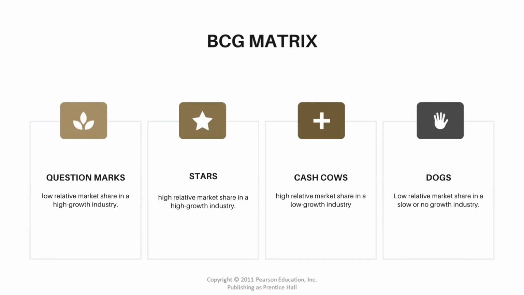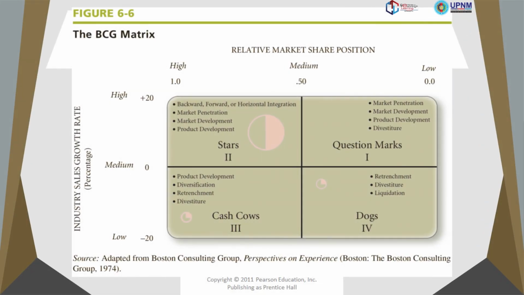BCG Matrix. Question marks: low relative market share in a high growth industry. Stars: high relative market share in a high growth industry. Cash cows: high relative market share in a low growth industry. Dogs: low relative market share in a slow or no growth industry. The BCG Matrix: industry sales growth rate percentage versus relative market share position.